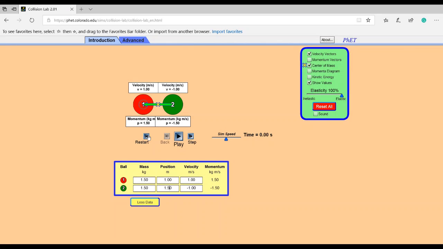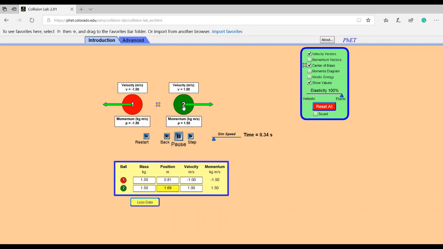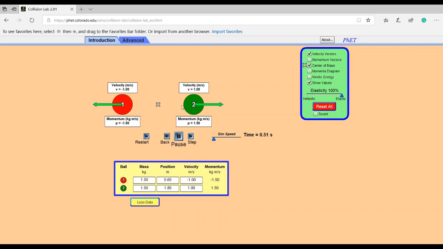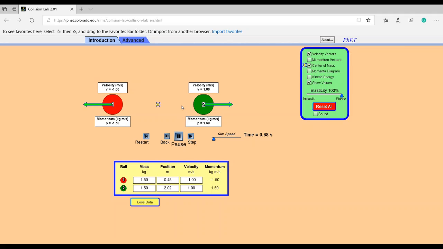In this simulation, I'd like to simulate an elastic collision. As you can see, I have both masses the same, the position is offset a little bit, and the velocities are going in opposite directions because I want them to hit each other. So when I hit play, you'll notice that the two particles go forward and then they bounce off each other. They go in opposite directions. They do not stick in an elastic collision.